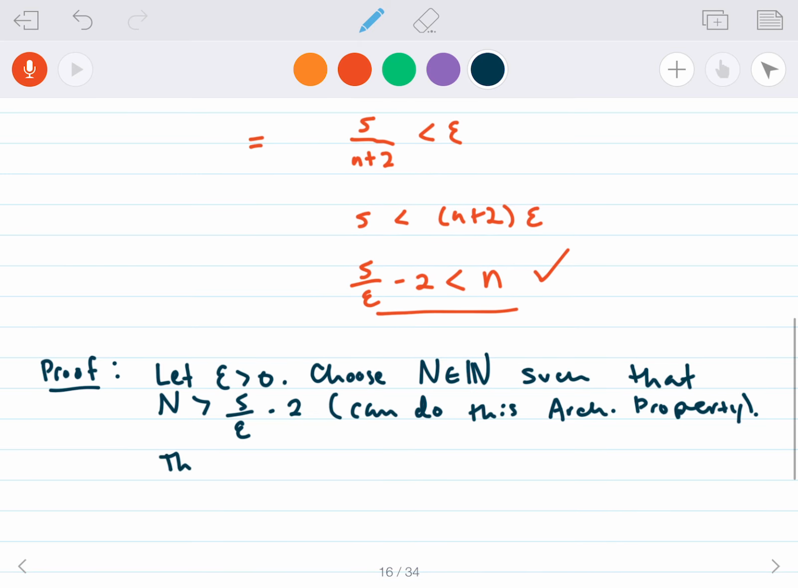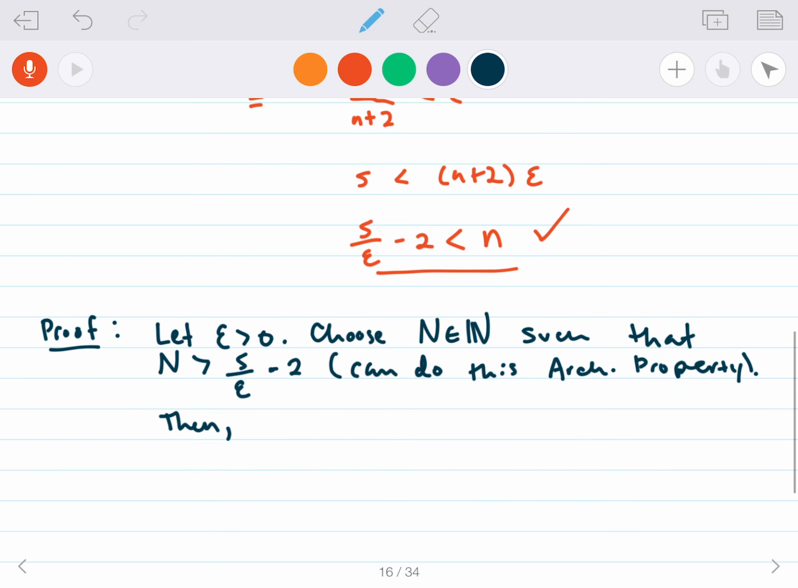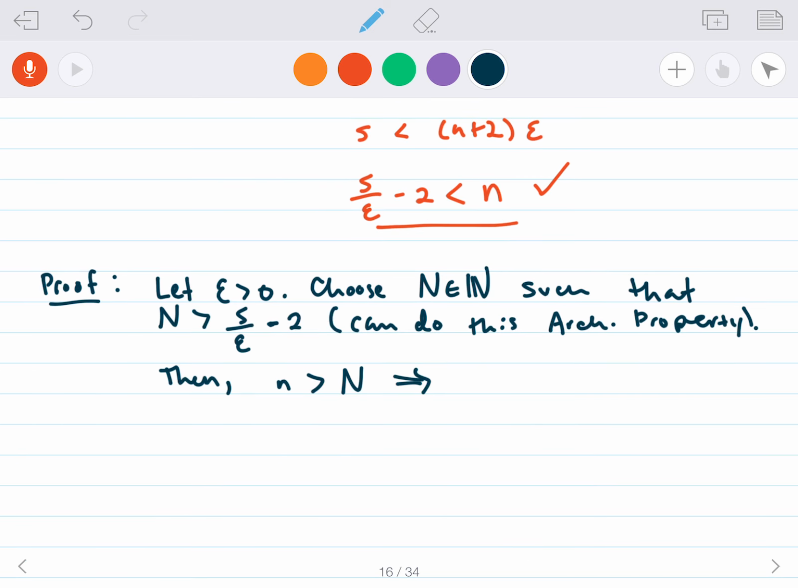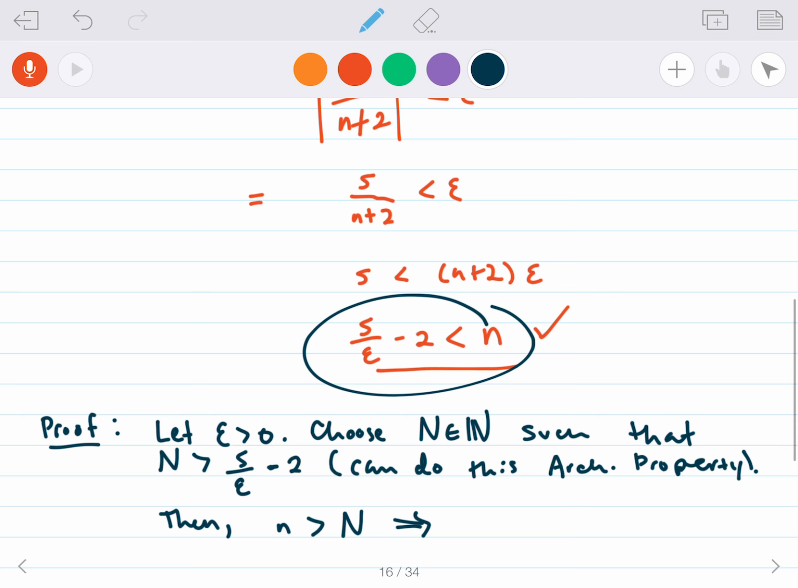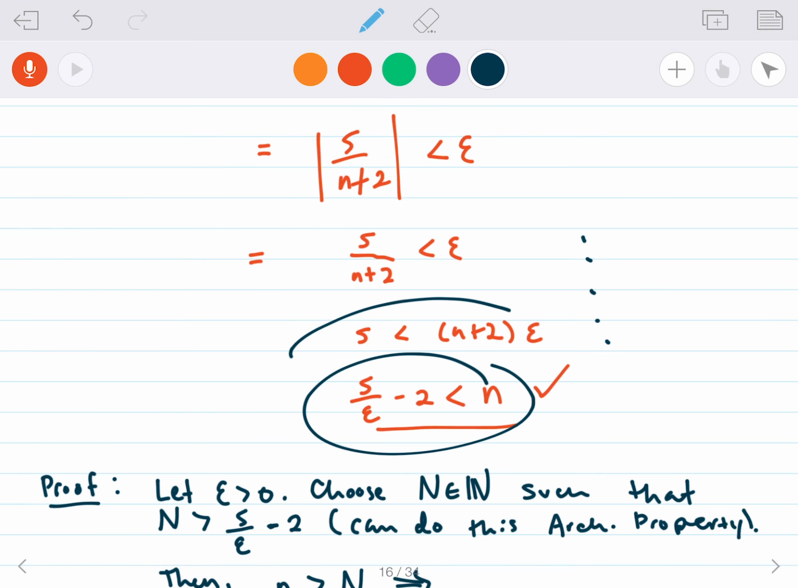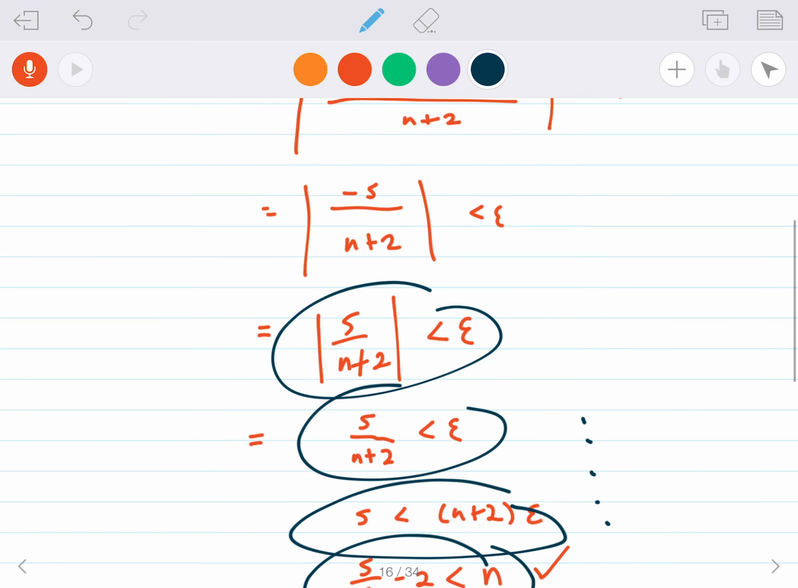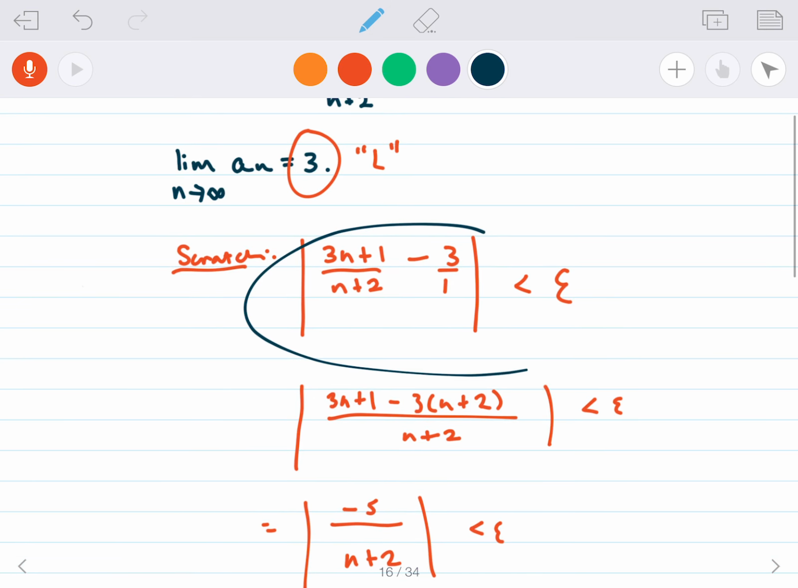Then, n bigger than capital N. Remember, we need to incorporate that hypothesis. Implies the following. We have n bigger than capital N, which we said was bigger than 5 over epsilon minus 2. And so this means that little n is bigger than 5 over epsilon minus 2. And now we're at the point where we can start working backwards. So you want to say this line next, then this line, and then finally up to this.